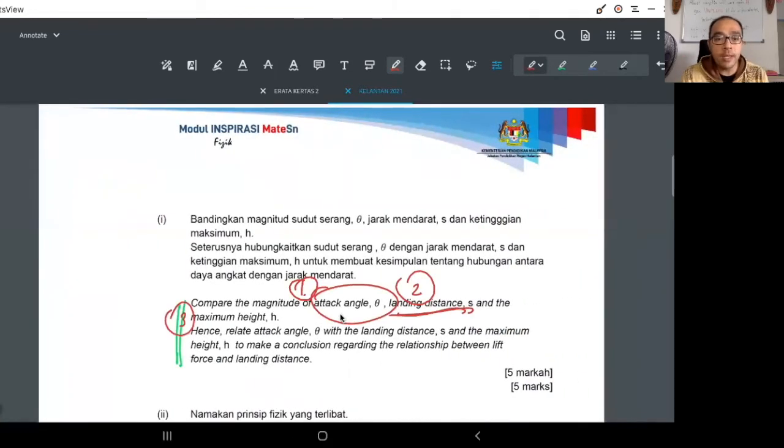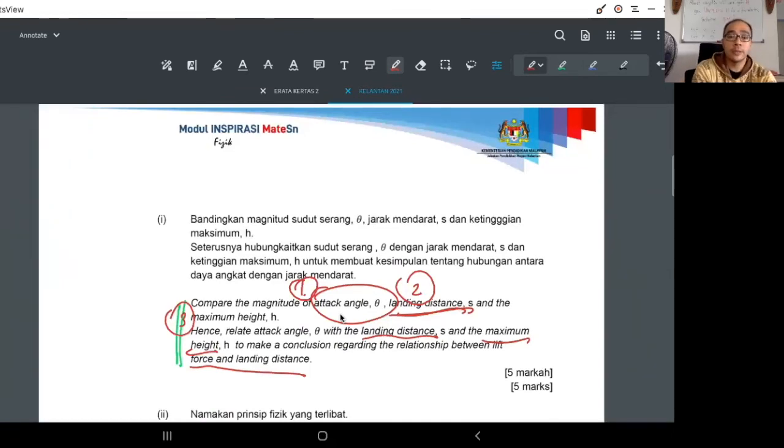Okay, now, hence relate the attack angle. Now you know that after comparing, then you have to relate. Okay, so relate the attack angle with the landing distance and the maximum height to make a conclusion regarding the relationship between the force and the landing distance. What, 3 relations?